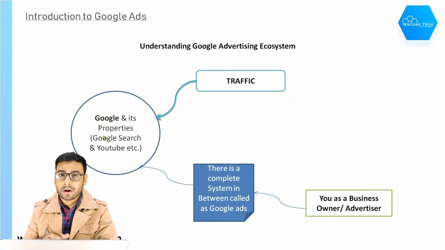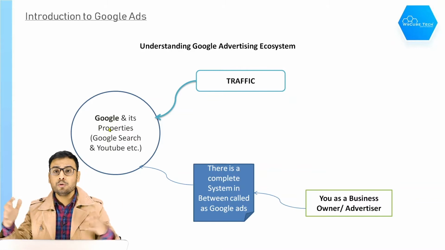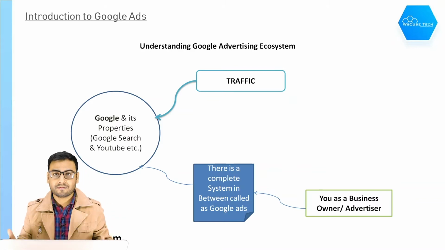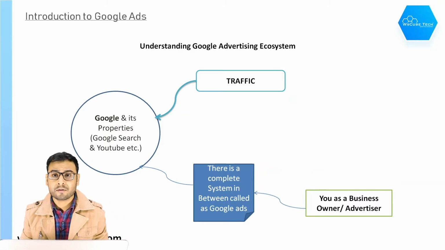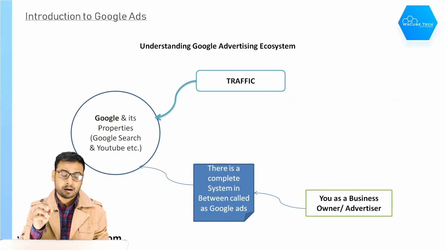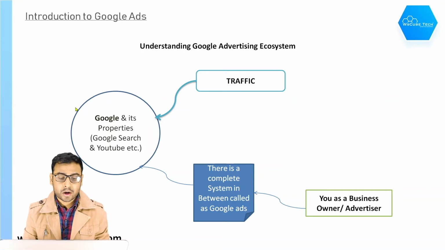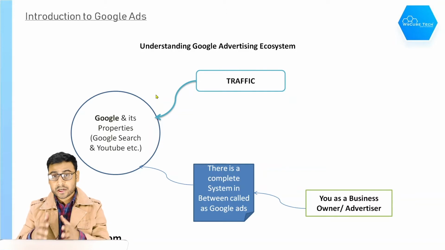So what is going to happen over here now? Google identified that, okay, now we are huge, right? We are giants, we are having different platforms, and we are having million and billion of traffic coming to our platforms. So how can we monetize this? How can we make it as a sustainable business model?